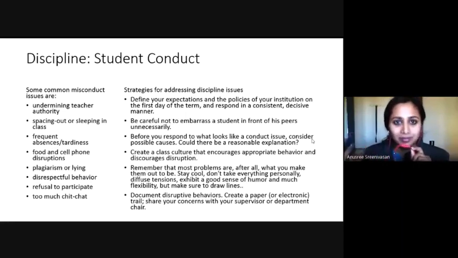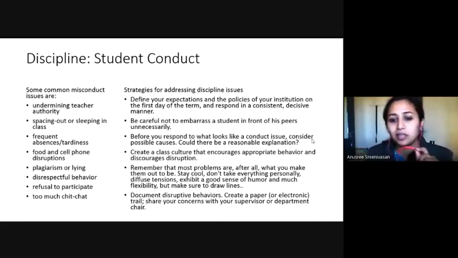Okay. And then be careful not to embarrass a student in front of his peers unnecessarily. Now this is a very, very crucial point. You should not embarrass a student. That would be psychologically off-putting for them. So try not to embarrass a student.